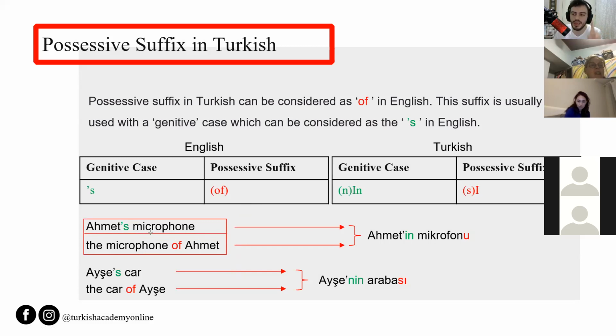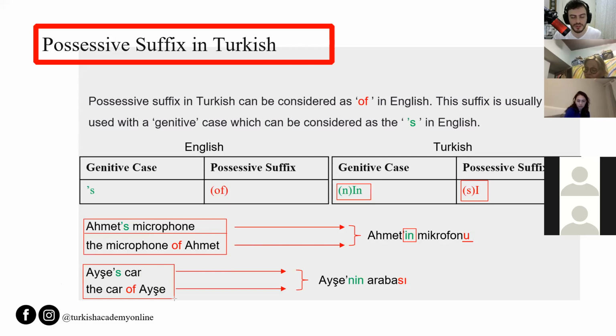In Turkish, you only have one way to do it. And in this way, you actually need both the genitive case and then the possessive suffix. You need Ahmet plus the genitive, Ahmet'in, and then you also need the possessive suffix, which is u over here. Ahmet'in mikrofonu.